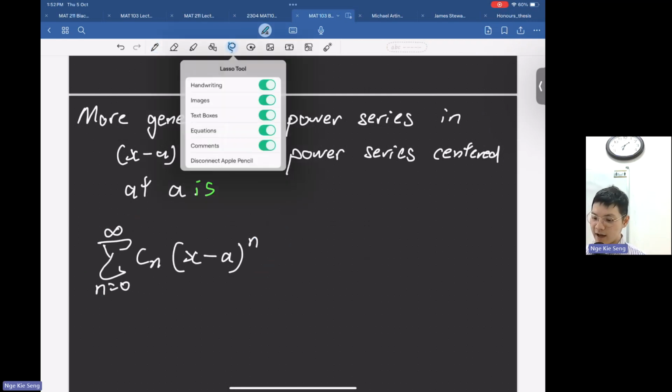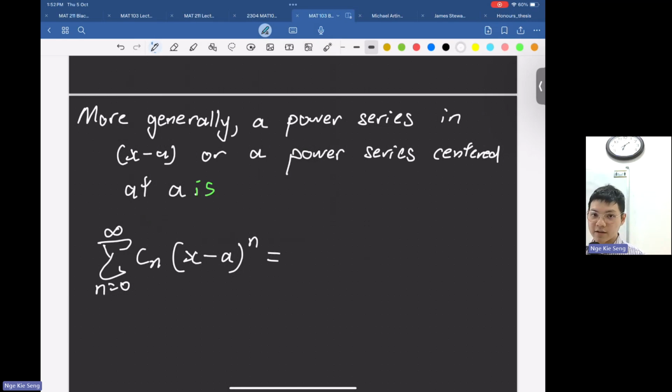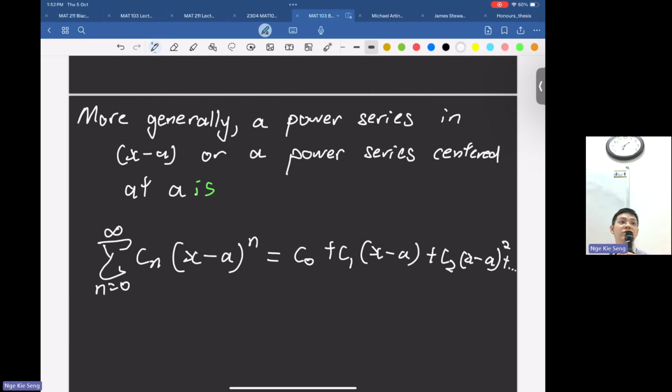So you can see that we can recover the power series centered at 0. How do we recover the power series centered at 0? Just set a equal to 0. So this one is a more general case because it covers the case where a equals 0.